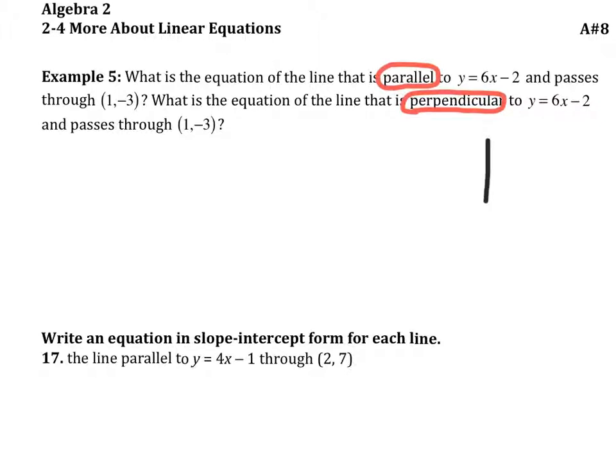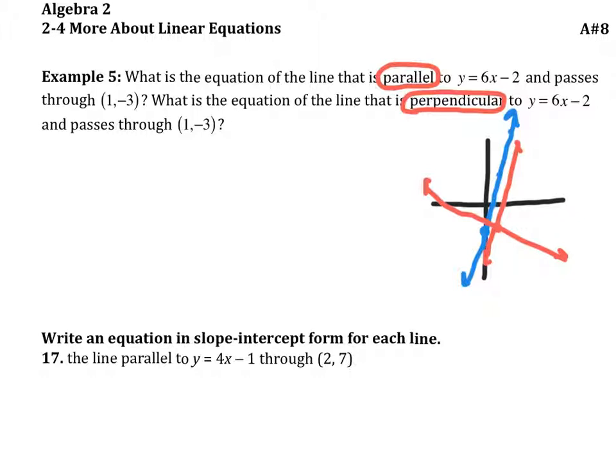You don't have to sketch this out, but just to give you a perspective, 6x minus 2 is something like this, where it's a very steep slope, and crosses low at the negative 2. This is just a sketch. What we're asked to do is to go to 1, negative 3, somewhere down here, and find a parallel line to that. And at that same point, we're trying to find the perpendicular. So those are the two things we're going to look for.